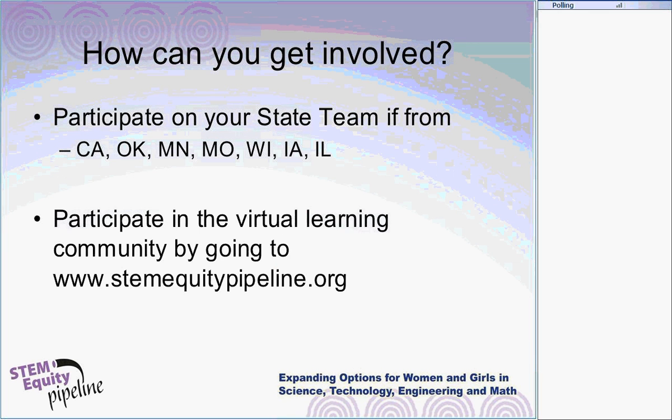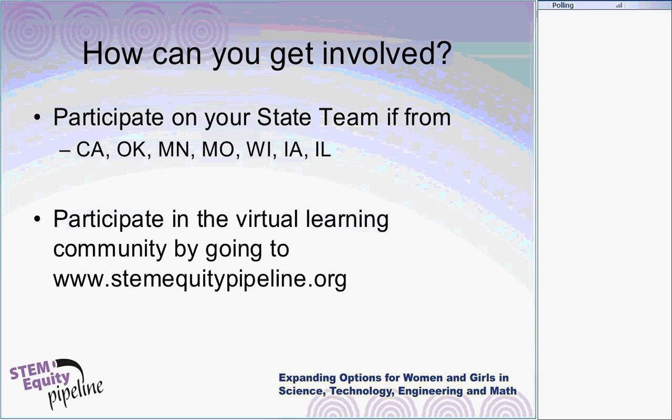So how can you get involved? There are 7 states currently involved in the project. That means we're doing more intensive work in these specific states: California, Oklahoma, Minnesota, Missouri, Wisconsin, Iowa, and Illinois. If you're from one of those states, I would encourage you to contact the state contact to learn more about what's happening there, and also to be sure that you're signed up on the listserv.